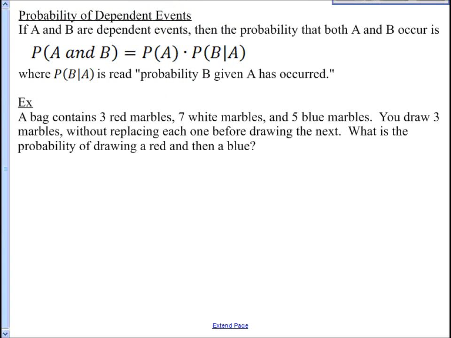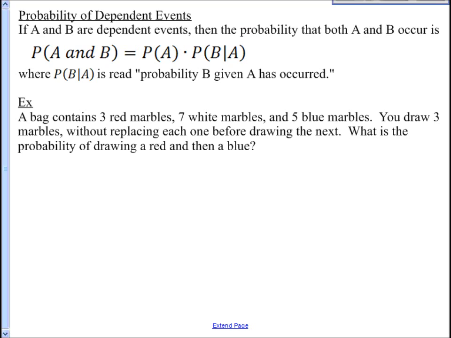All right, now dependent events. If A and B are dependent events, then the probability that both A and B occur is the probability of A times the probability of B given A. You read that as probability of B given A, so given that A occurred.